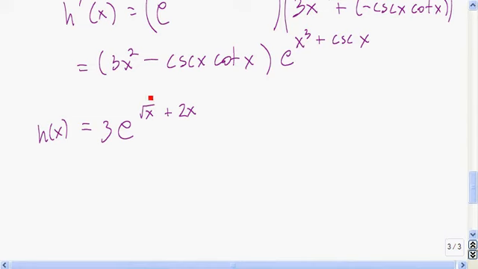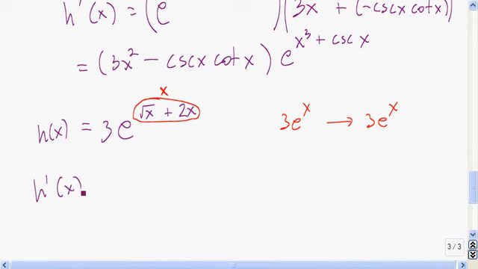All right, again, our inside function is going to be the exponent of e. So we pretend that that's x. Instead of being 3e to the root x plus 2x, we're going to pretend that it's 3e to the x. When we differentiate 3e to the x, we get 3e to the x. So h prime of x, if this were x, we would have 3e to the x as our answer.